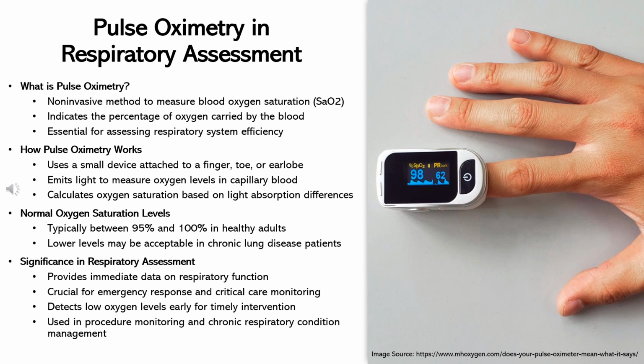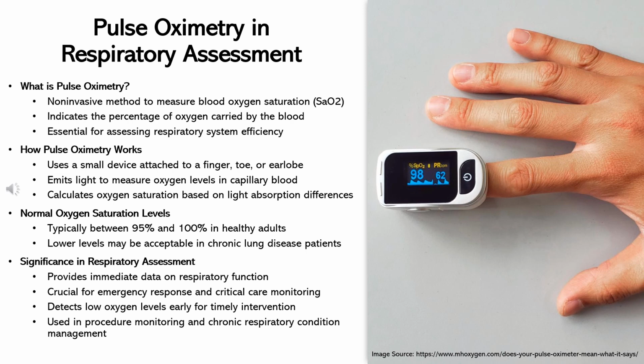Oxygen saturation indicates how effectively the respiratory system is supplying oxygen to the blood. A pulse oximeter is a small device that clips onto a finger, a toe, or an earlobe. It uses light to measure how much oxygen is in the blood. The device emits light that passes through the blood in the small vessels known as capillaries. By measuring how this light is absorbed by oxygenated and deoxygenated blood, the oximeter then calculates the percentage of oxygen in the blood.